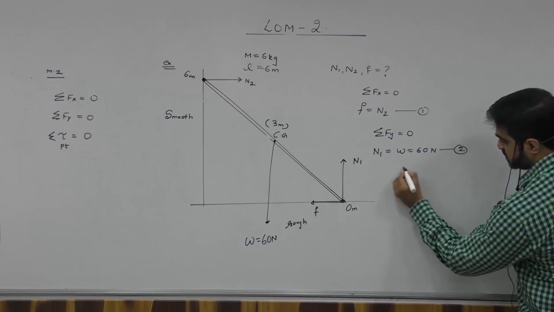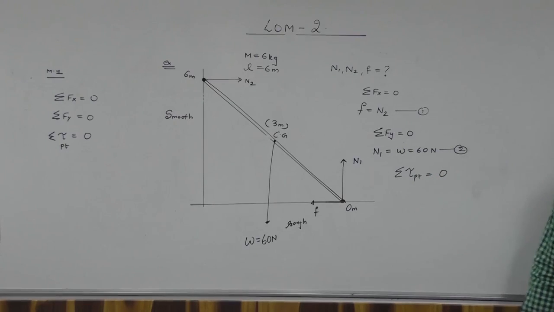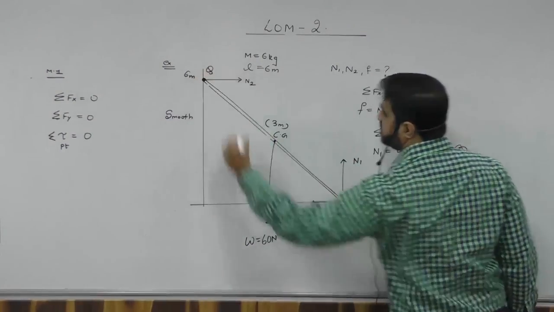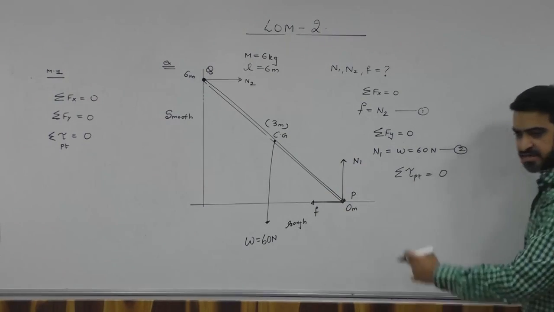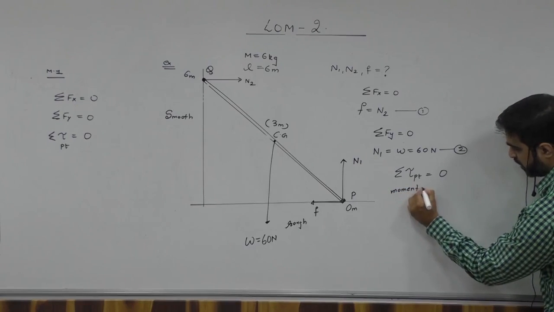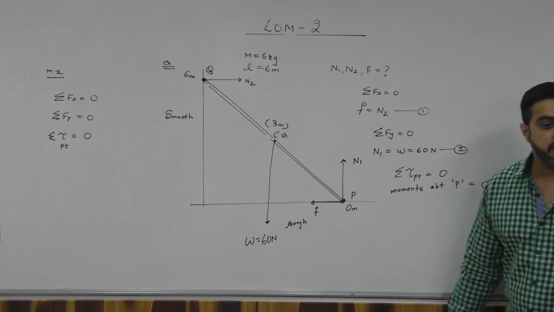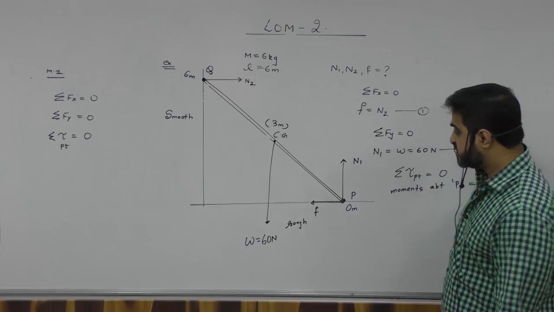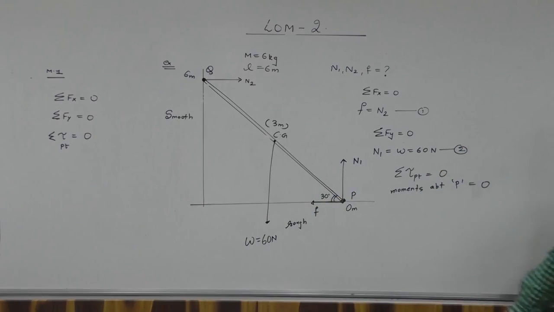Third one. Summation torque at a given selected point has to be 0. Which point will I select? I'll take this point as P, this point as C and this point as Q. Which point will you take? Take point P. Why? Because maximum forces are acting over here. Okay, so moments about P should be 0. What is the formula for moment? Force into perpendicular distance. And they have given you this angle also as 30 degree. I missed it. 30 is given.